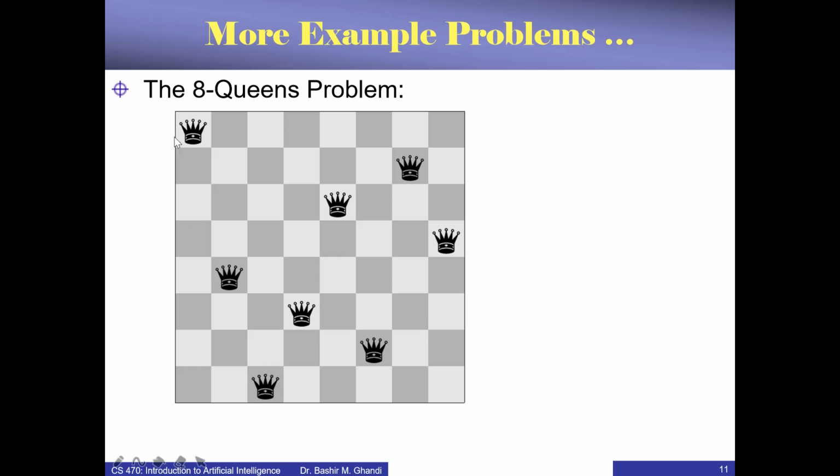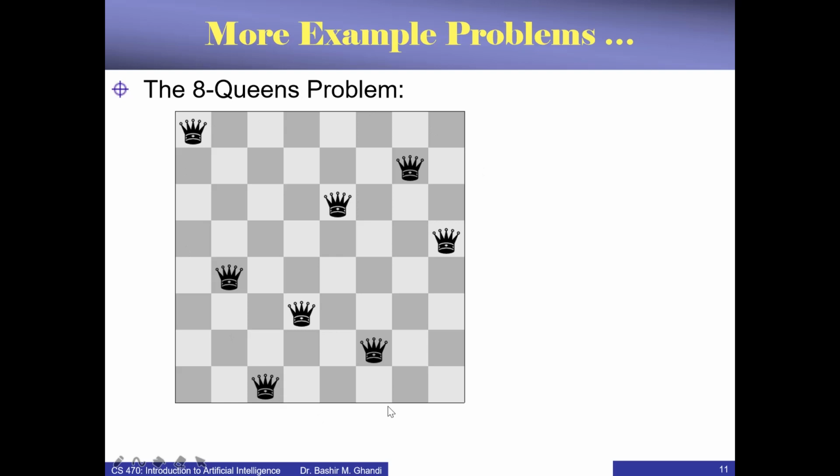The idea is to place eight queens on this 8x8 chessboard, but such that each queen will not be attacked by any other queen. So it should be alone in its row, alone in its column, and alone in its two diagonals. In this case, there is only one diagonal for the first queen. But for example, if you look at this one, this is one diagonal, and this is another diagonal. So it should be free in all cases.